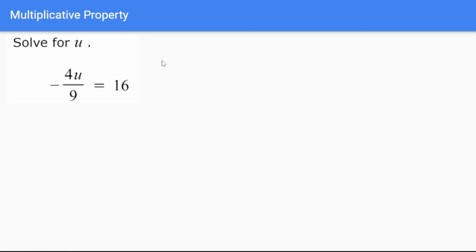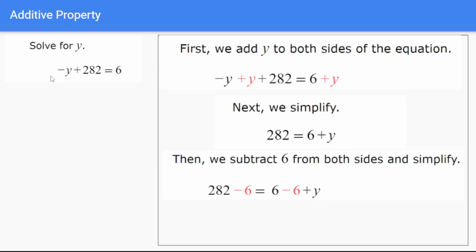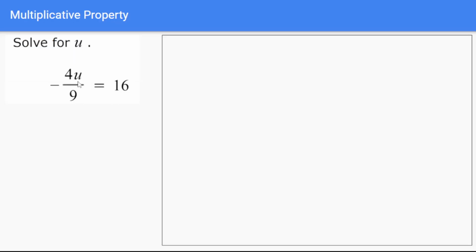In this scenario, now we're not adding. See, in the last one, we only had addition, right? There was only addition. There's no multiplication, there's no division, just addition and subtraction. But now look, we have a fraction. That means division. We have 4u. That means 4 times u. So now we're talking about the multiplicative property.